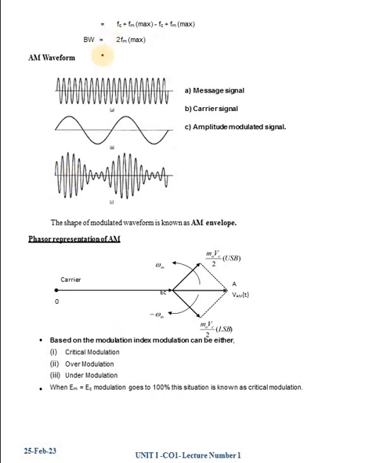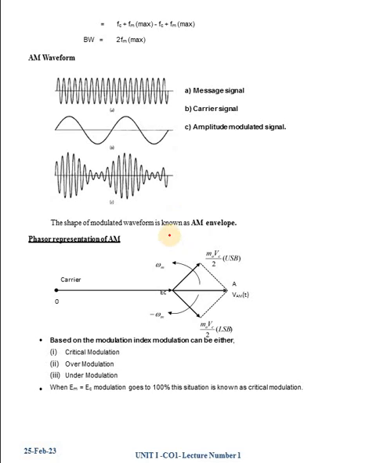So we will get bandwidth as 2 into F max. So this is your AM waveform. The high frequency carrier signal, this is your modulating signal, and the third one is your AM modulated waveform. The shape of the modulated waveform is known as AM envelope. This represents the modulating signal's envelope. So this is called the AM envelope.